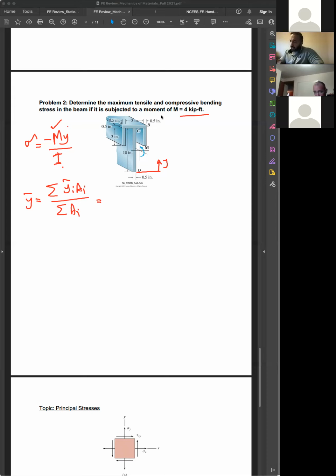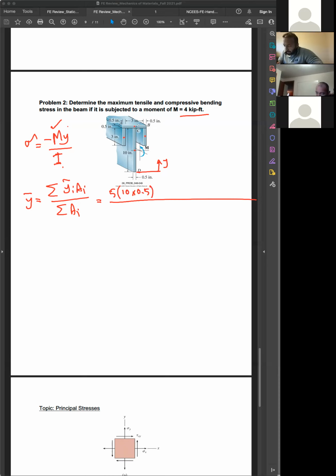So let's just write it down. I'm starting with this vertical guy. Its centroid would be here, the centroid of this guy here, the centroid of this guy here, and the centroid of this guy here, right? Okay, starting with this one, the y tilde would be 5, right? 5 multiplied by its area. The area is 10 times half.